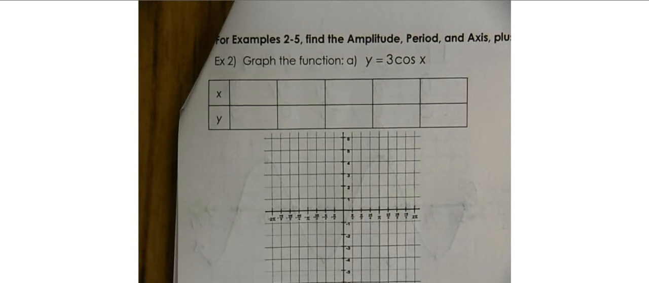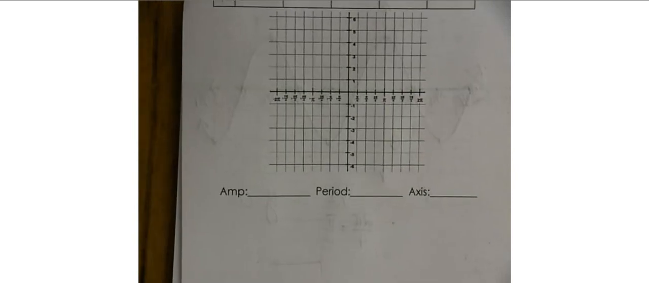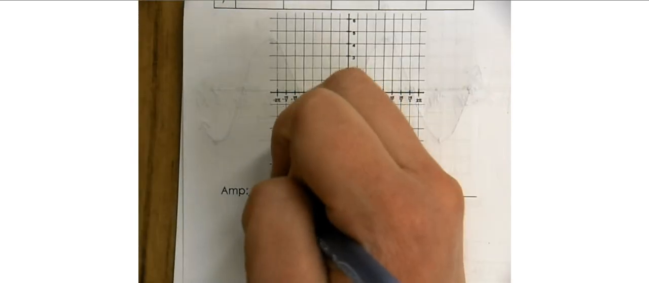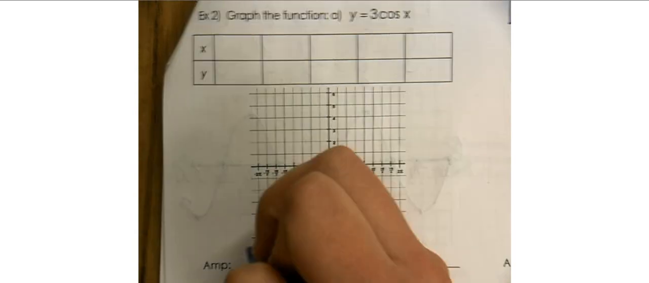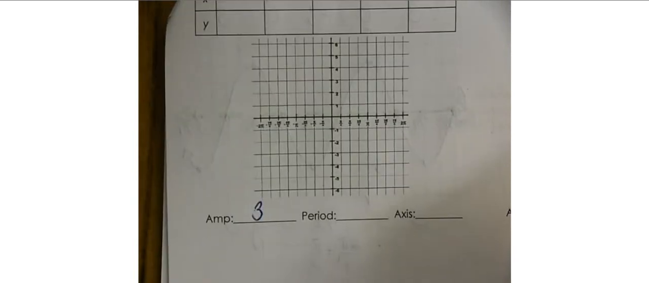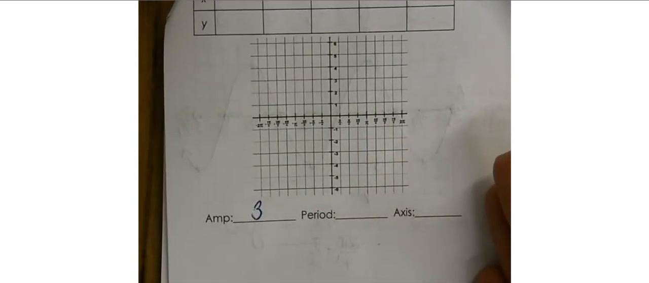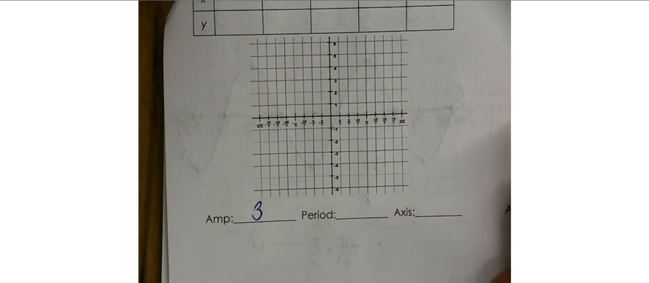So the first thing I'm going to do is identify what the amplitude is. The amplitude in this case is going to be the number that's in front of cosine of x, and that is the number 3. So our amplitude is 3. This amplitude represents our maximum value, and -3 will represent our minimum value.